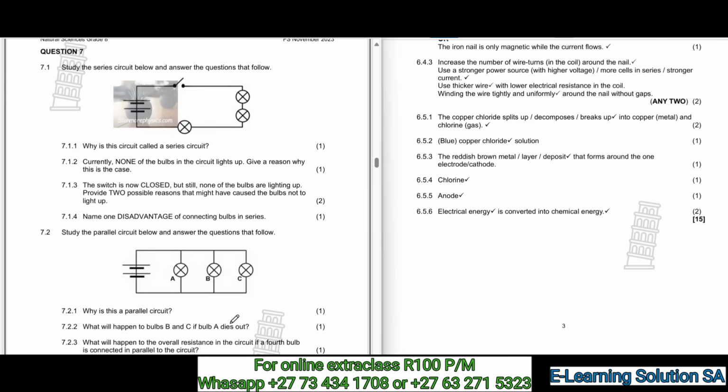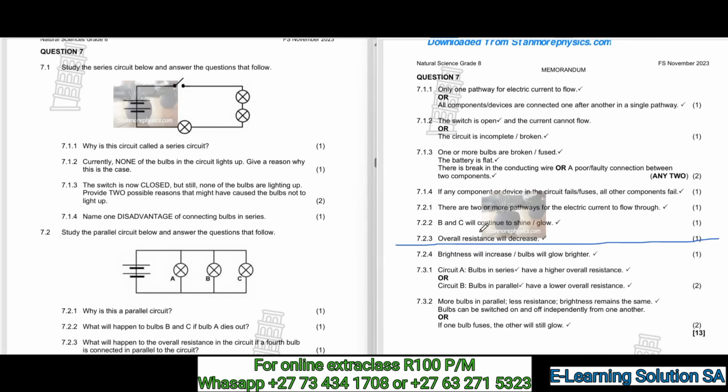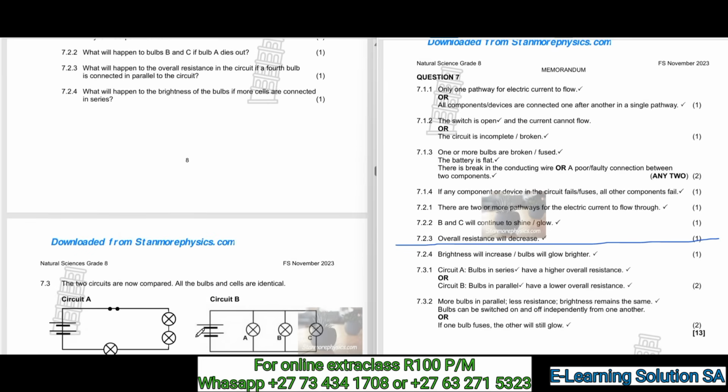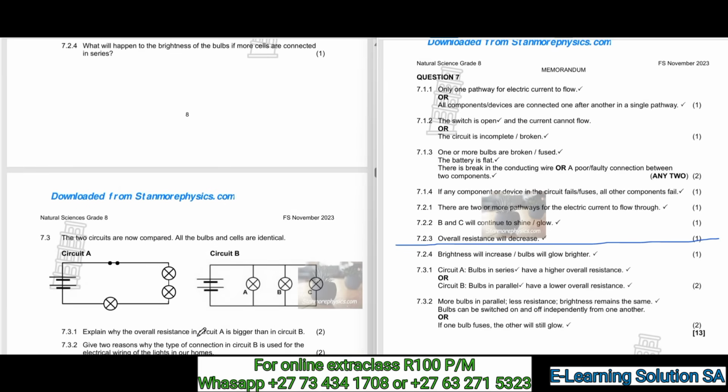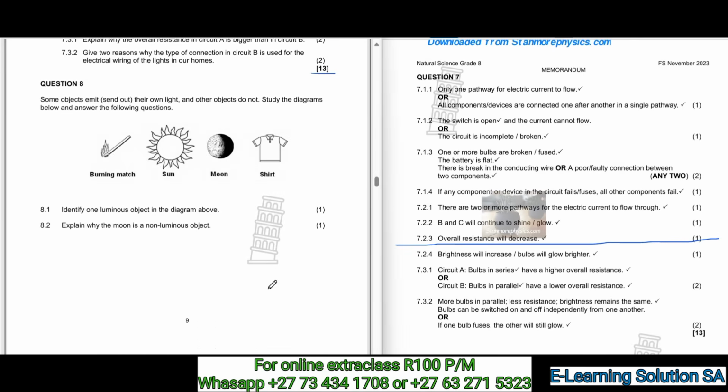Let's move over. Question 7. From 7.1 up to 7.2.3, those are your questions and your answers at the other side. 7.2.4 up to 7.3.2, those are your questions and the answers as well. Just pause, you'll be able to see everything clearly. As you can see, it's allocated 13 marks, so you must be well prepared to get not anything less than 13 marks in that question.